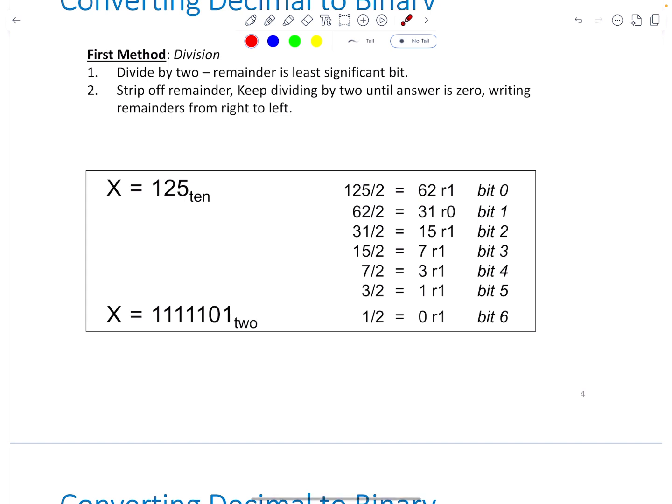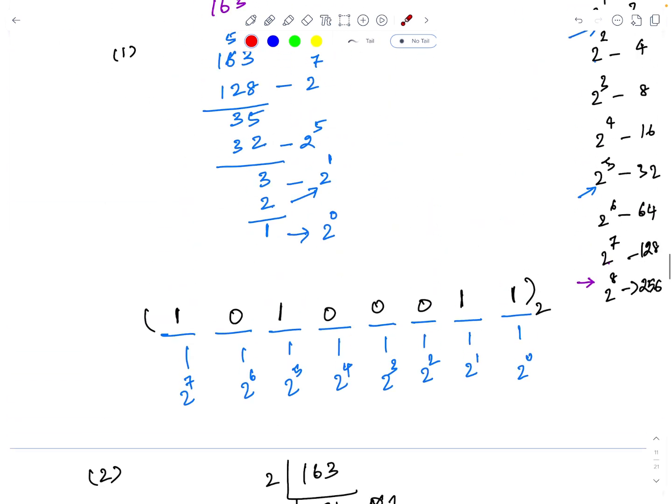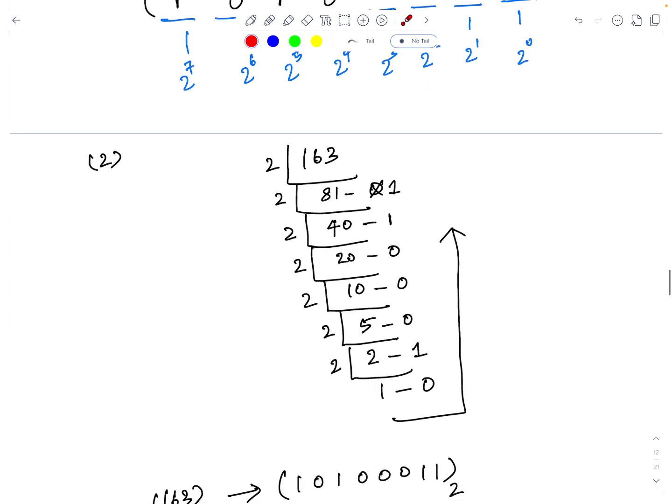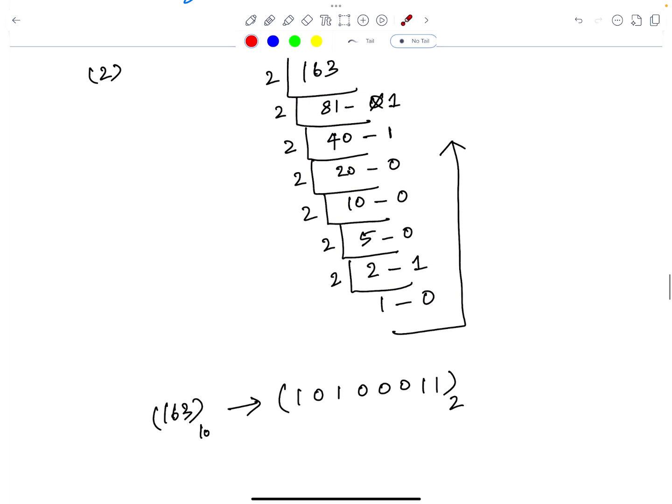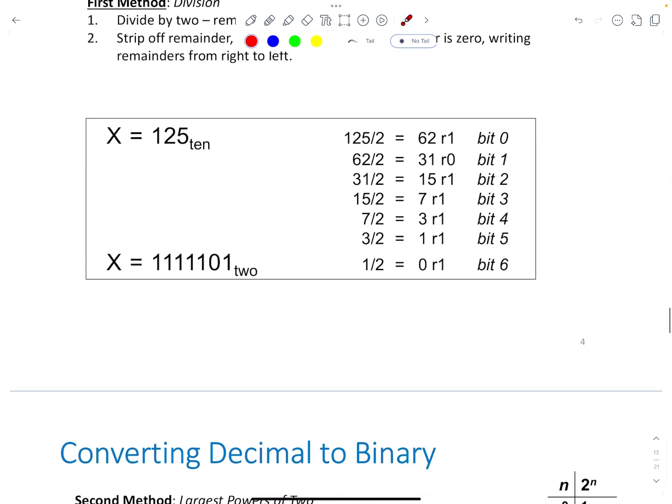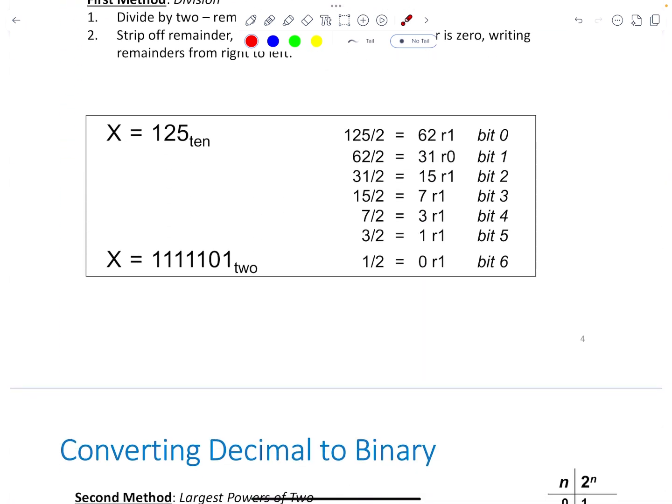You can do it either way, whichever is convenient for you. Some people find it easier this way, but some people find the other way easier. Okay, so here I'm just representing one way.